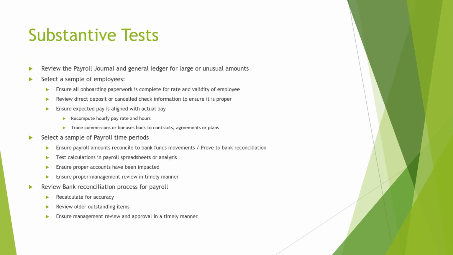So substantive tests, when we dive into it, we're going to review those payroll journals and those general ledgers, and we're going to look for large and unusual amounts that pop out. Why was there a large amount? Well, that could have been the payroll that they pay their commissions once a year or their bonuses once a year. It's important for us to identify that.